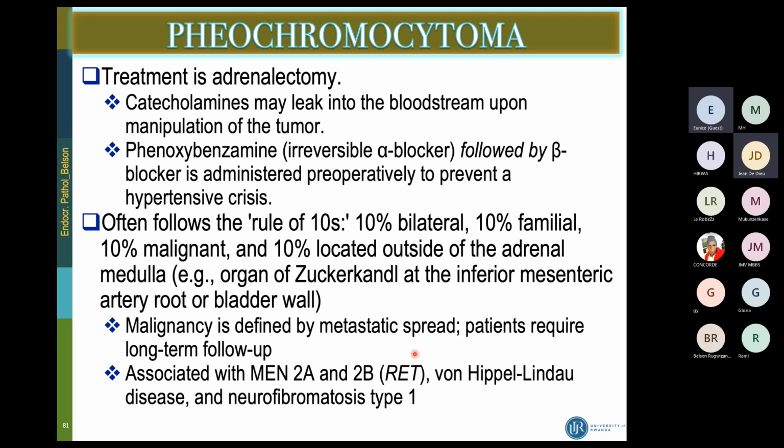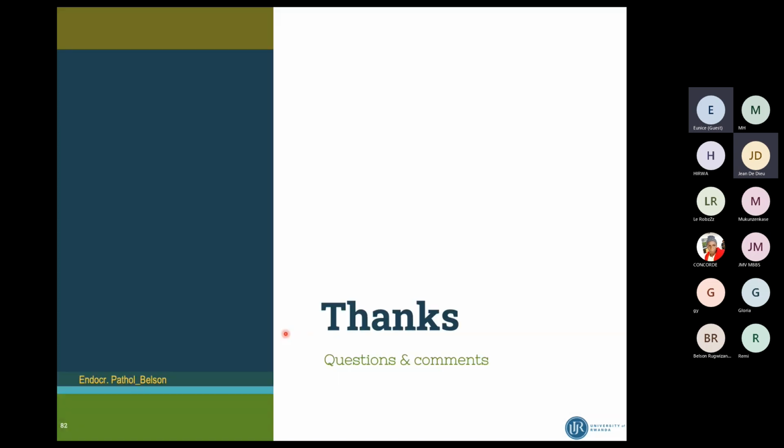So malignancy is defined by metastatic spread. The patients require long-term follow-up. And you remember that in the multiple endocrine neoplasia, 2A and 2B, we saw that pheochromocytoma is one of the features, as we saw. So I think this was the last slide.